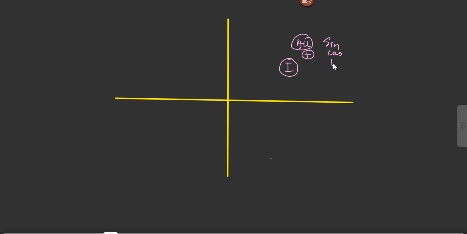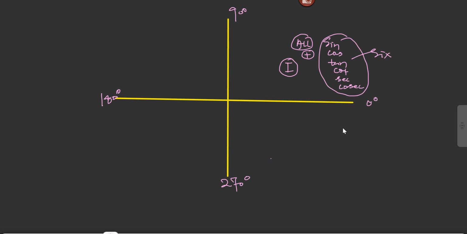Sine, cos, tan, cot, secant, cosecant, all are positive. There are six trigonometric ratios, dear children. In first quadrant, all are positive. Remember this thing: 0 degree, 90 degree, 180, 270 and 360 degree, okay? So I can write here in second, according to that trick, all silly tomcats.